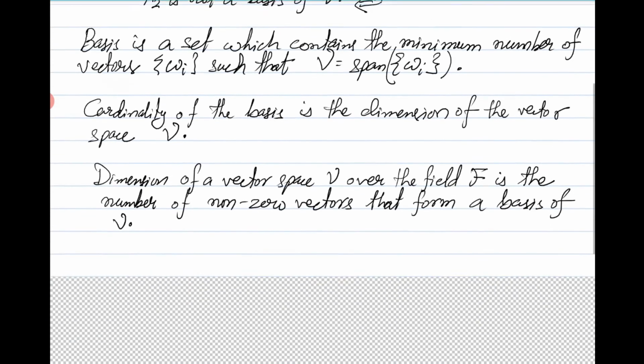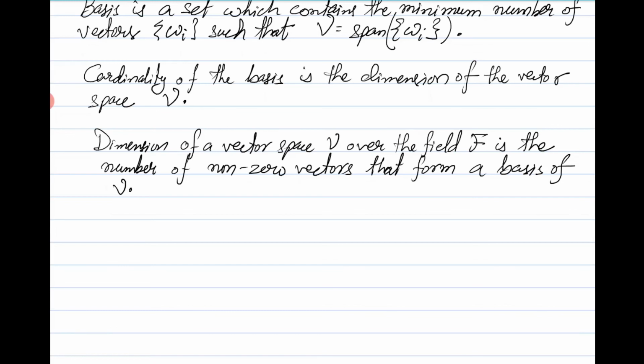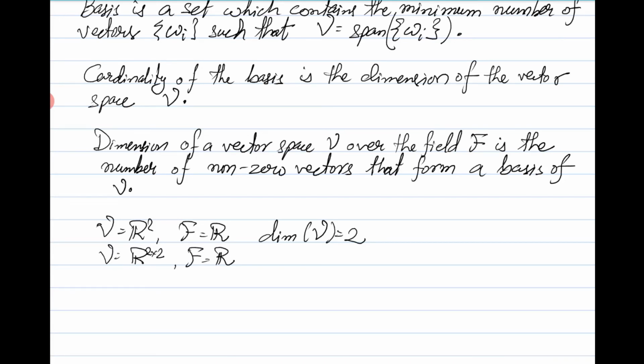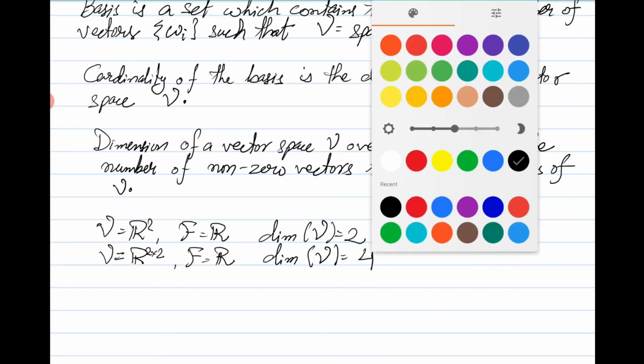So, in the examples that have been taken upstairs, for the vector space R2 with field reals, dimension of V is 2. Similarly, for the 2 cross 2 real matrices over the field R, dimension is 4. This is an important point that you should note.